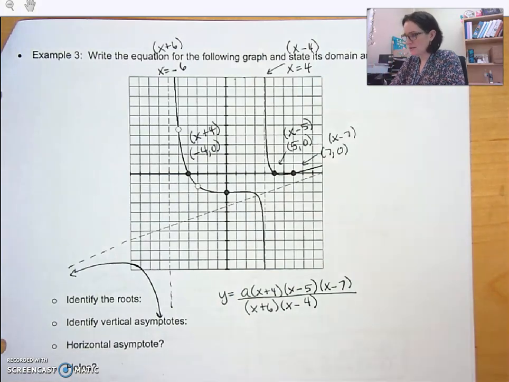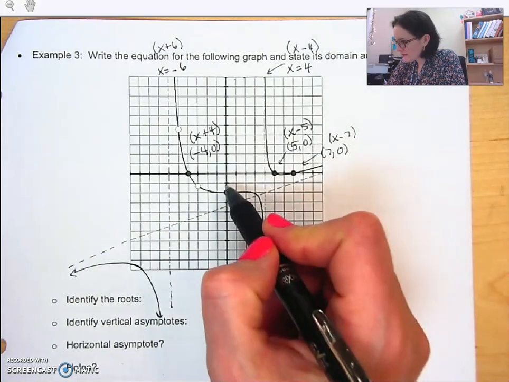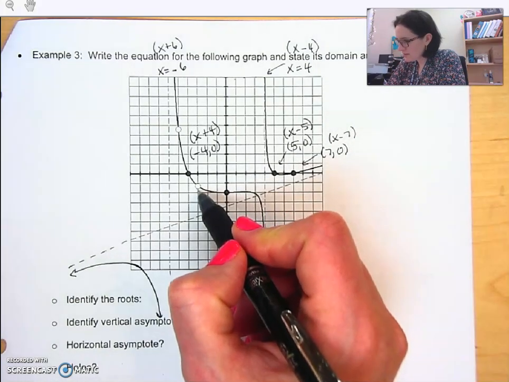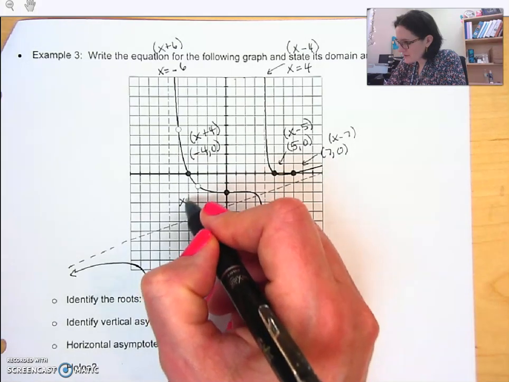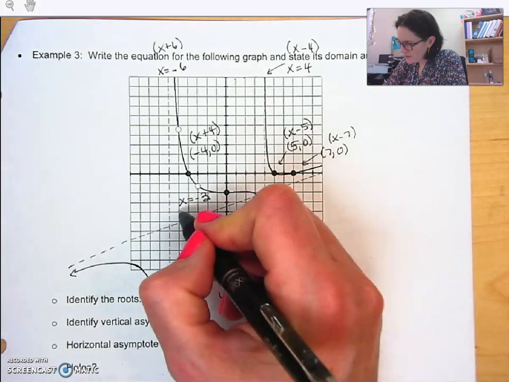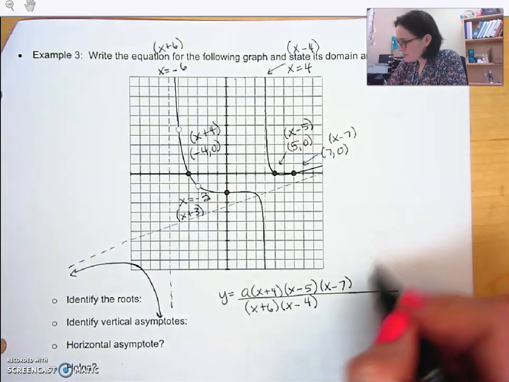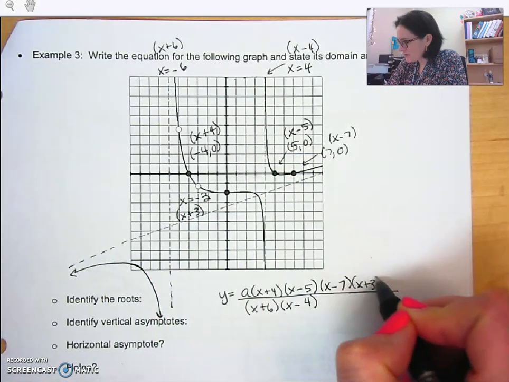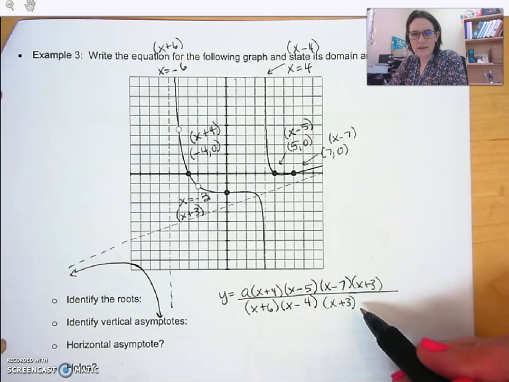We have two discontinuities, so two holes here. We just need the x value at those places. So this lower one in the third quadrant right here, 1, 2, 3, that's x equals -3. That comes from a factored form of x plus 3. And remember, holes are where you have the same factor on top and bottom. So I'm going to place that there.